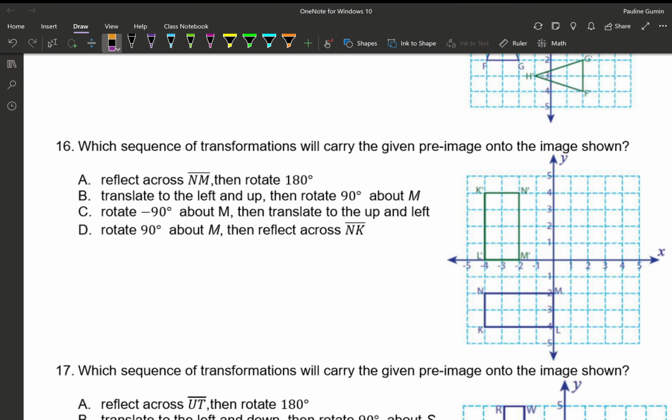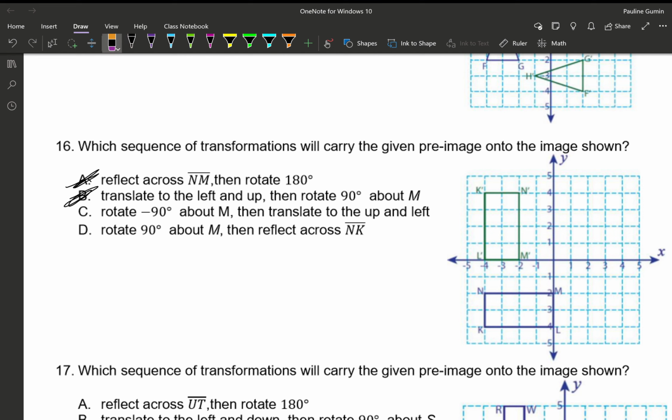So our pre-image is that one. Image is this green one up top because that one has the primes. Okay. Reflect across NM and then rotate 180. Okay, so if we reflected and then rotated, no, it would not end up there. That doesn't work out. Okay, translate left and up. Left and up, absolutely not.